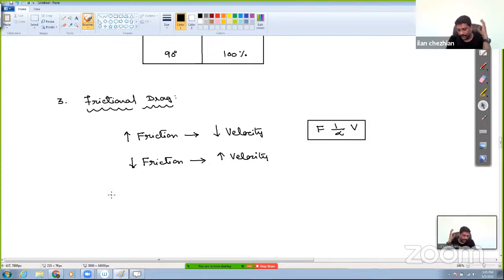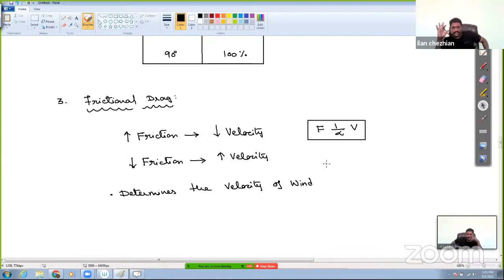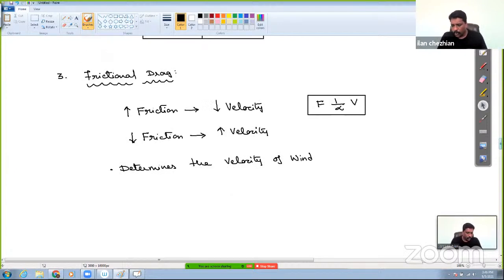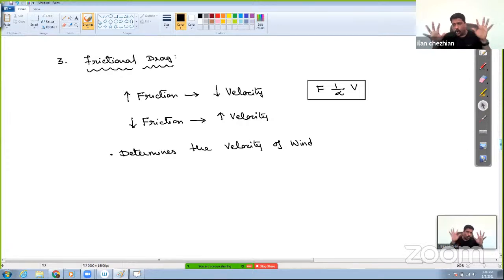So somewhere you can write it: frictional drag determines the velocity of wind. Okay, frictional drag determines the velocity of wind. That's it. Nothing else, my friend. Now, my dear friends, the only thing is that I have to have an idea of where what will be the amount of friction. See, friction is very simple, right? It is not even necessary to explain it. Anybody can understand what friction is.